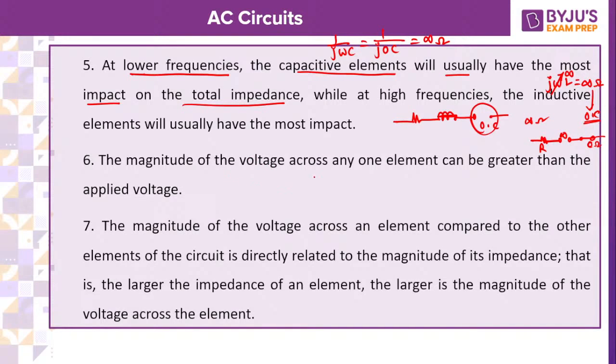The magnitude of voltage across any one element can be greater than the applied voltage. The magnitude of voltage across any one element, maybe inductor voltage, capacitor voltage. Inductor voltage can be greater than the applied voltage. How is it possible? It is possible because of resonance. Q times the supply voltage you are going to get. Voltage magnification is possible due to resonance.